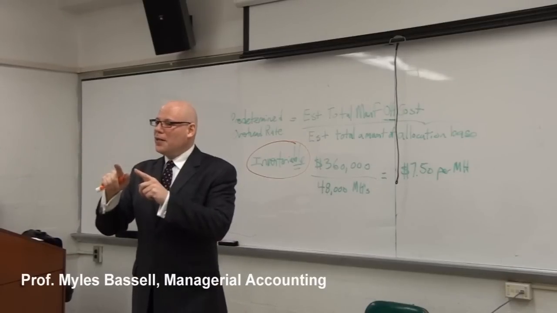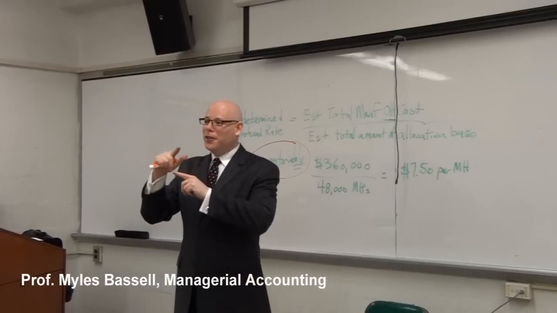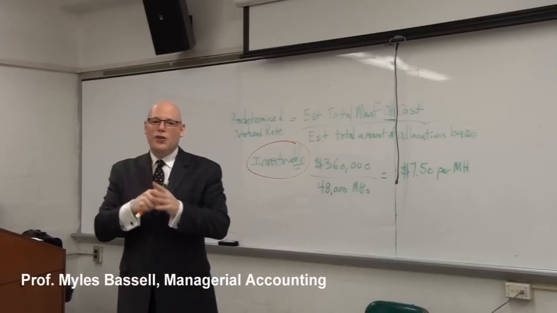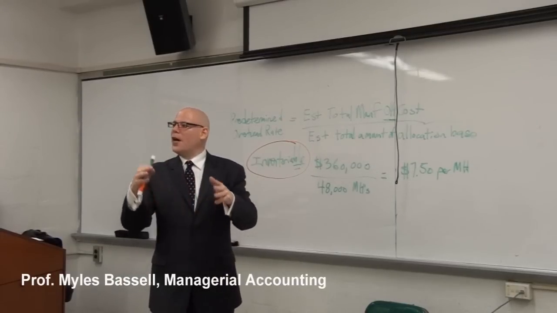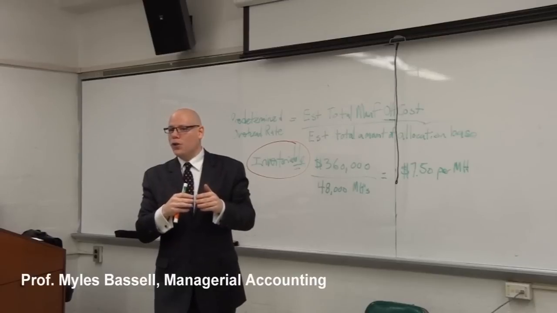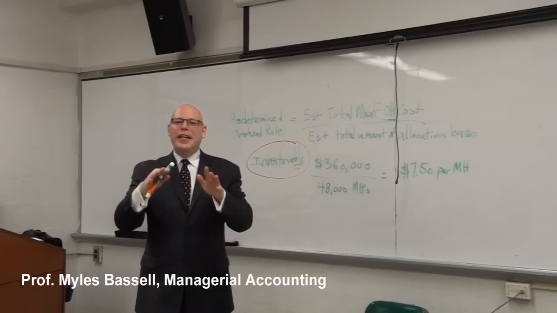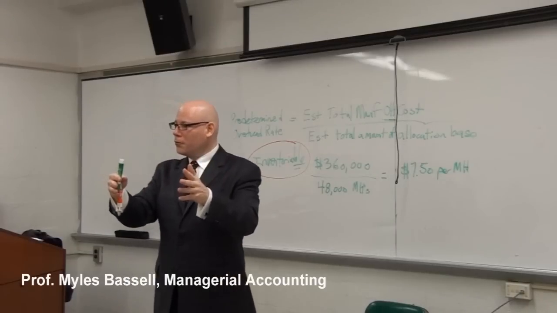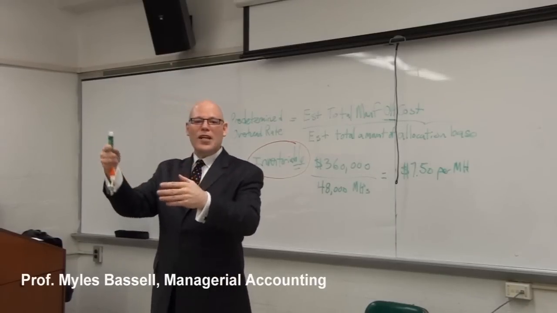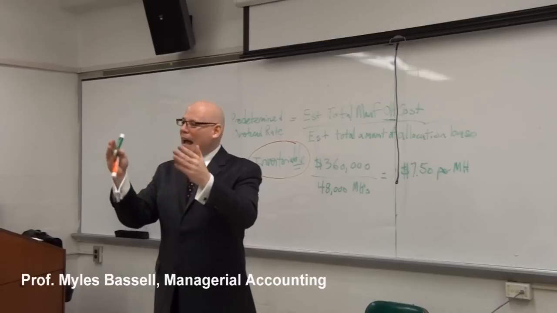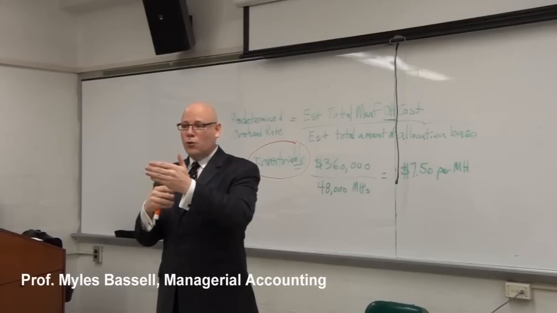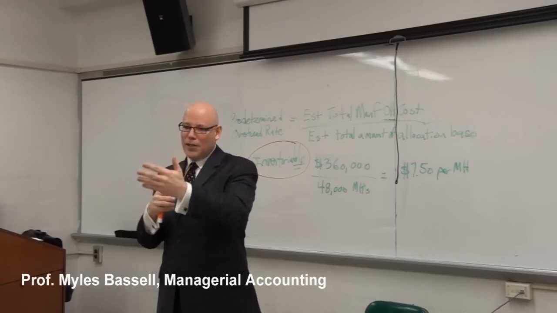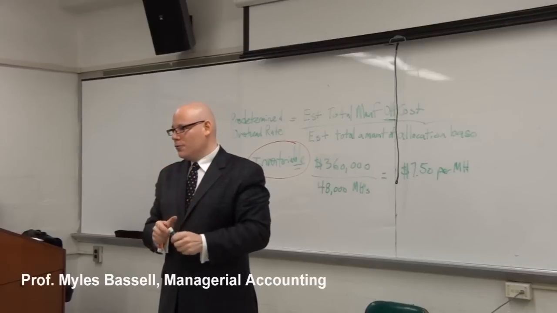When does it become an expense? When we sell the product. That's why we're so interested in determining the total manufacturing cost, because we're going to use the total manufacturing cost to calculate the cost of goods sold. So when we sell the product, that's when it becomes an expense. So the sales and the expenses are being matched.